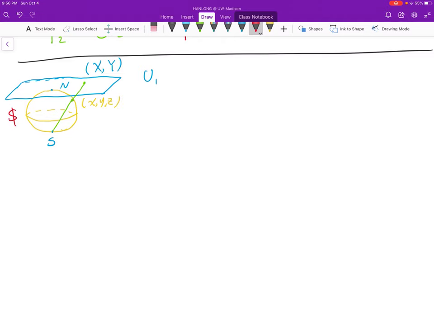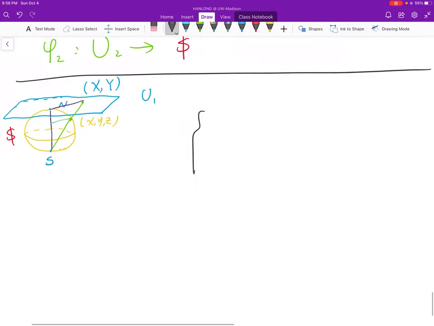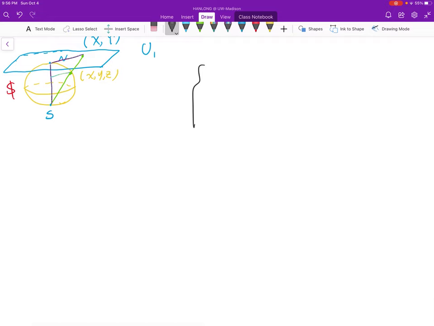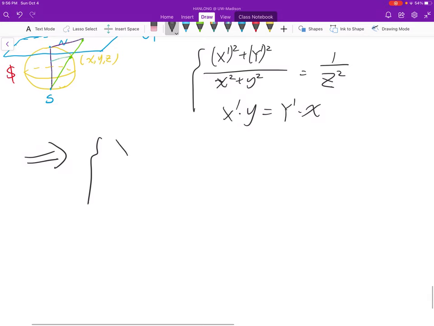And similarly, we can construct similar triangles and set up the equation. Oh, sorry. Here we use the coordinates x prime, y prime for U1. And then you have x prime squared plus y prime squared divided by small x squared plus small y squared is 1 over z squared, and x prime times y equals y prime times x. And then you have x prime equals x over z, y prime equals y over z.